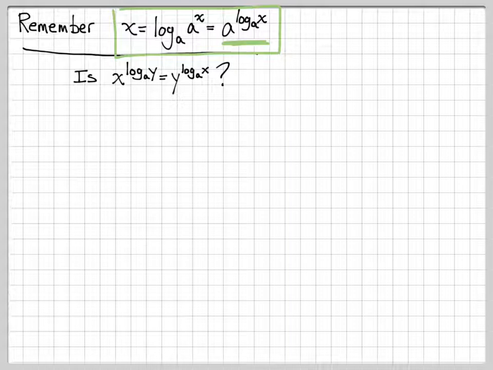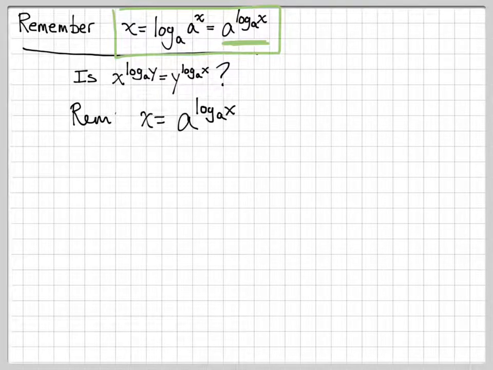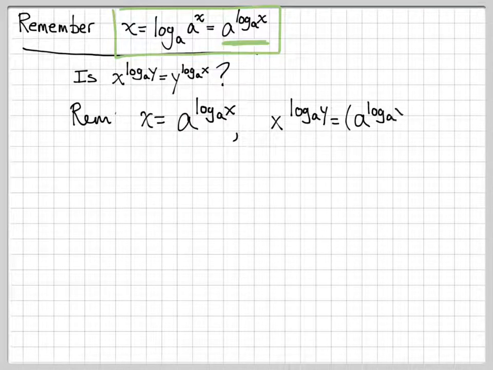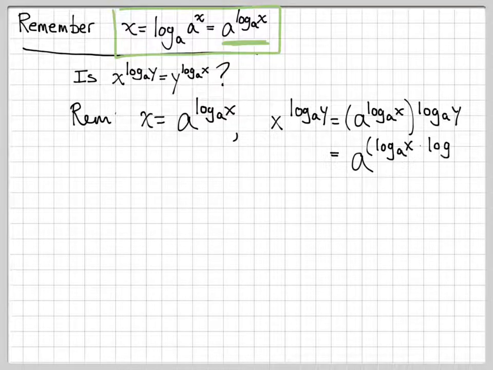And so remember that x can be replaced with a to the log a of x, and because of that, x to the log a of y is a to the log a of x to the log a of y, and that's just a to the log a of x times log a of y.